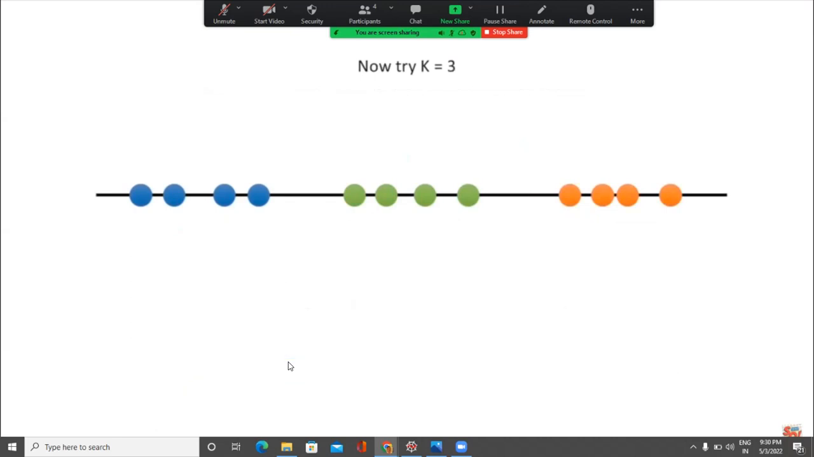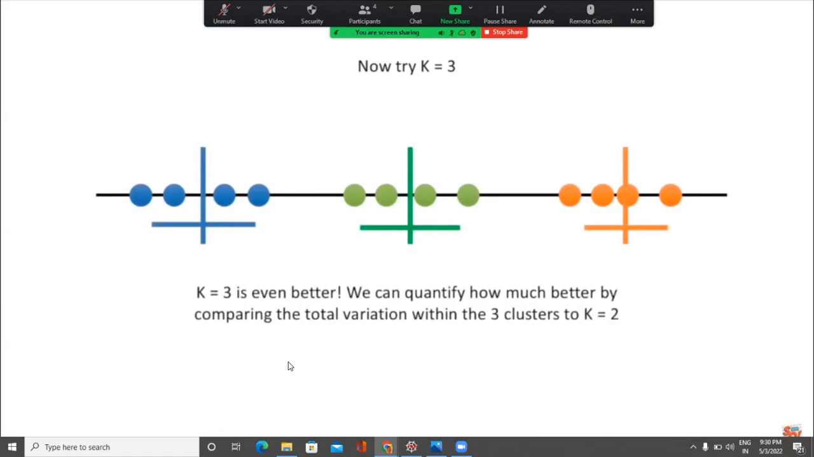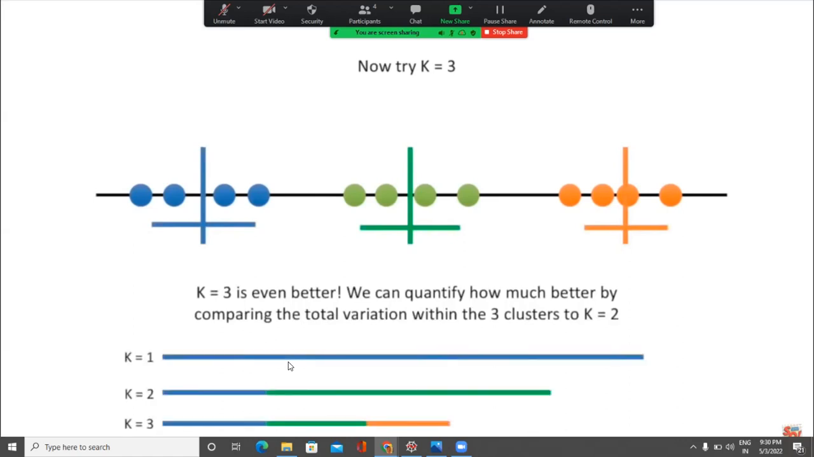Now try k equals 3. K equals 3 is even better. We can quantify how much better by comparing the total variation within the 3 clusters to k equals 2. Now try k equals 4. The total variation within each cluster is less than when k equals 3. Each time we add a new cluster, the total variation within each cluster is smaller than before. And when there is only 1 point per cluster, the variation equals 0.